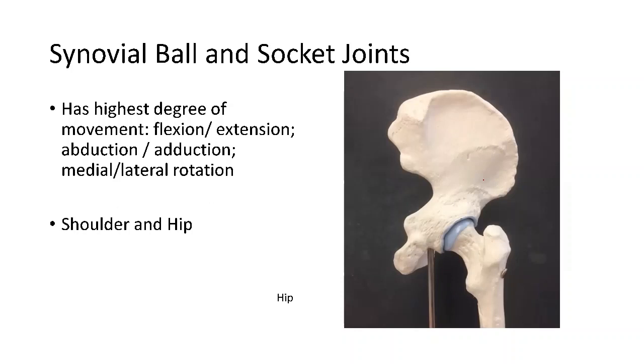The last type of synovial joint is the ball and socket joint. Sometimes some people say ball in socket. We have the highest degree of movement because we have flexion, extension, abduction and adduction, medial and lateral rotation. The shoulder and the hip are the only 2 ball and socket joints. So that is the lecture on joints.